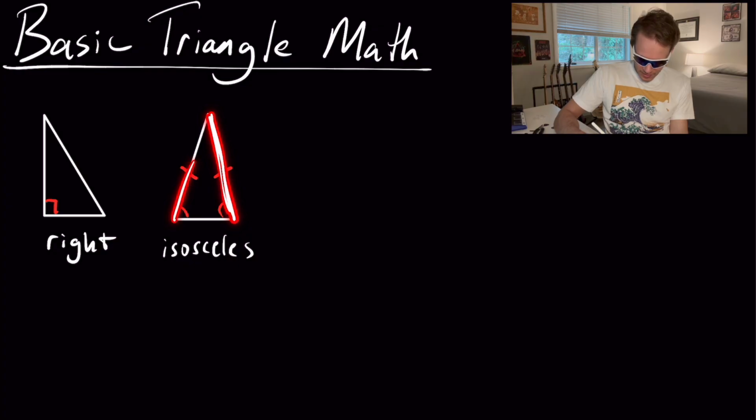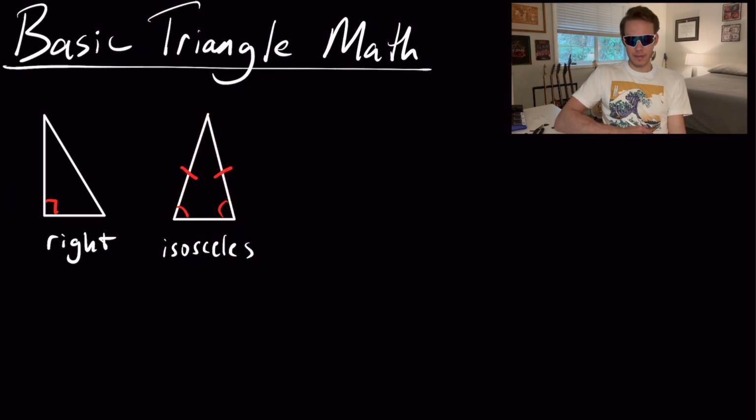So this side and this side are the same length, and we label that with these two sticks right here. So when I see those two, I automatically know that this side and that side are equal to each other in length. And then the angles opposite those two equal sides are also equal to each other. So this angle and that angle have the same measure in an isosceles triangle.